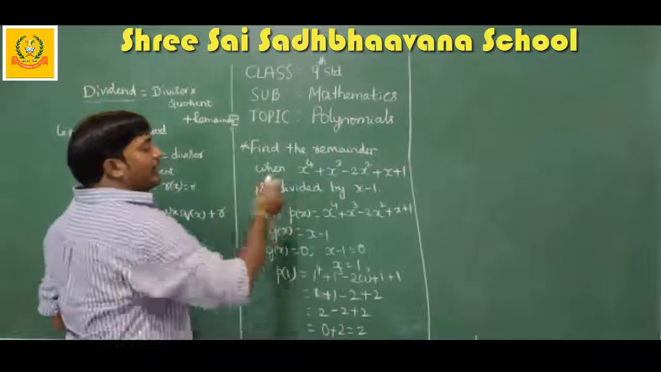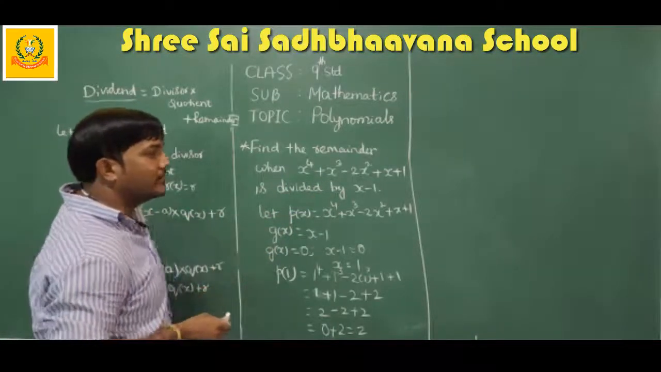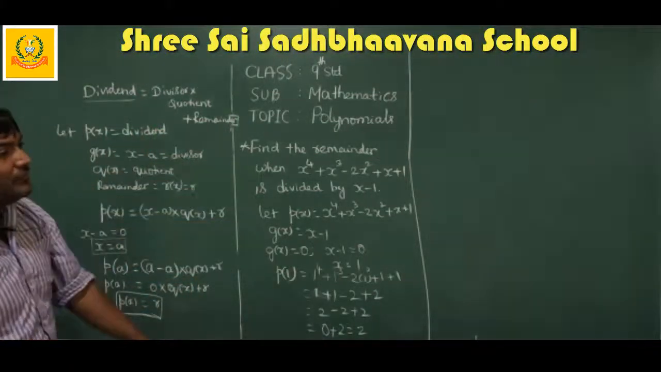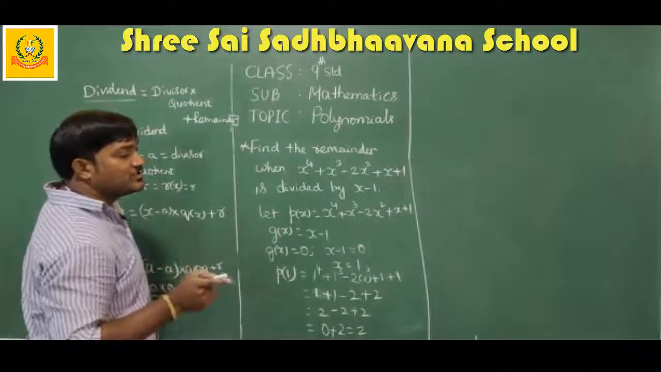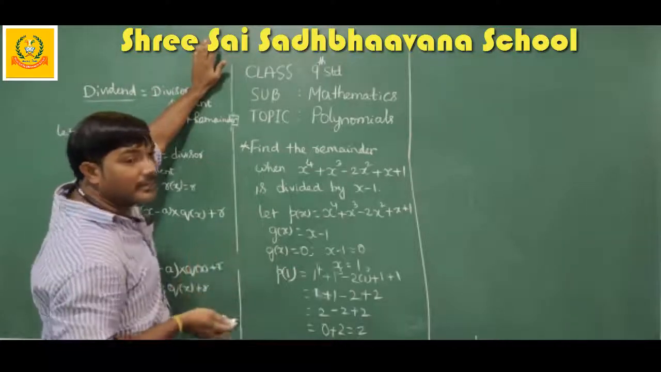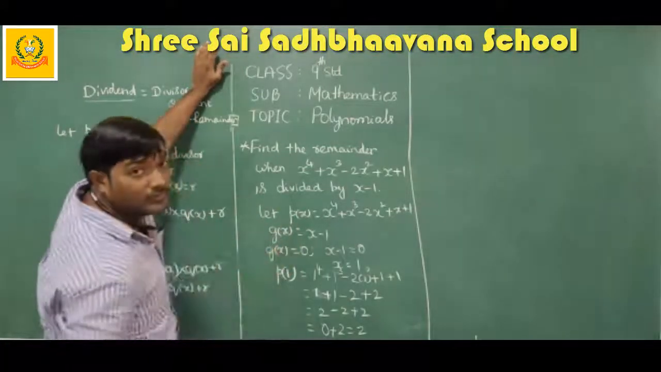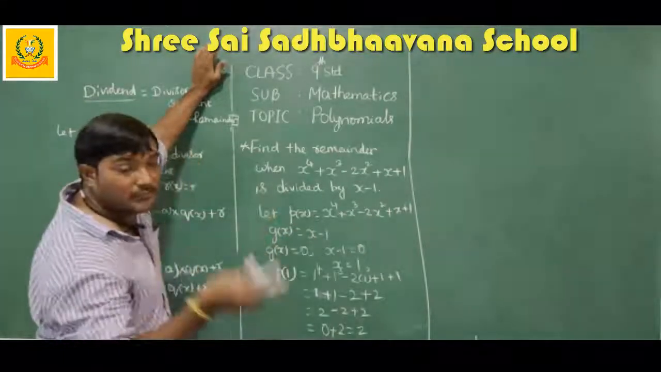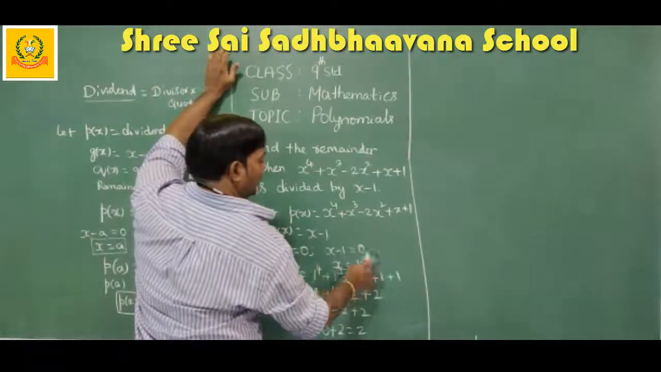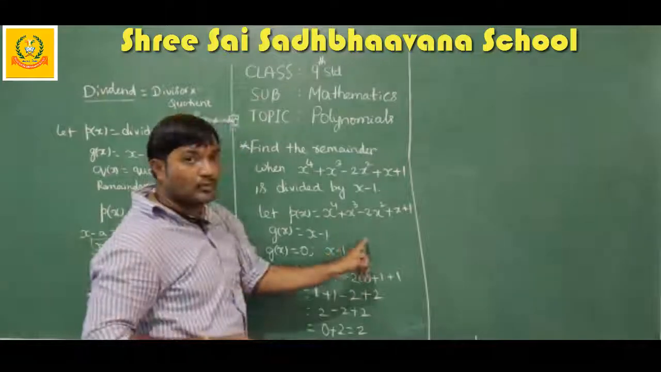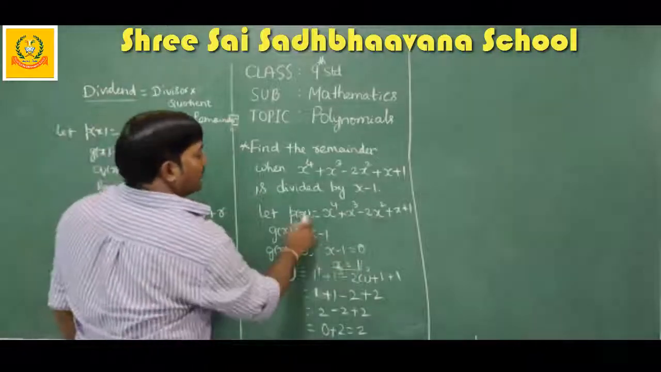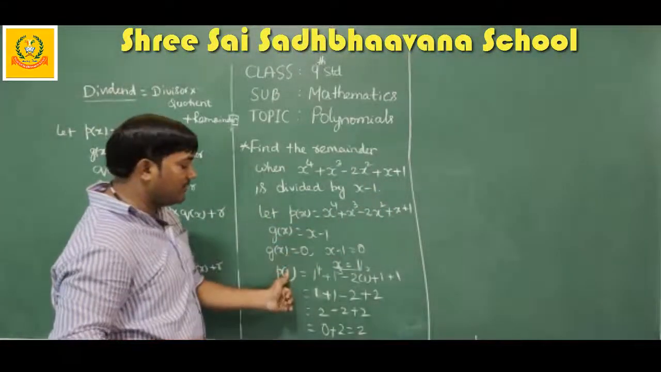So what is p of x? We are assuming x power 4 plus x cube minus 2x square plus x plus 1, and g of x. G of x is always the divisor. What is the divisor given? x minus 1. So what is the first step we have to do? Write p of x and g of x. After writing g of x, whenever you are using the remainder theorem, remember that g of x you should equate to 0. So x minus 1 is equal to 0, and find the x value. If x minus 1 is equal to 0, this minus 1 will go that side and become 0 plus 1, x is equal to 1. So this x is equal to 1, you substitute in p of x. Wherever x is there, you substitute 1.